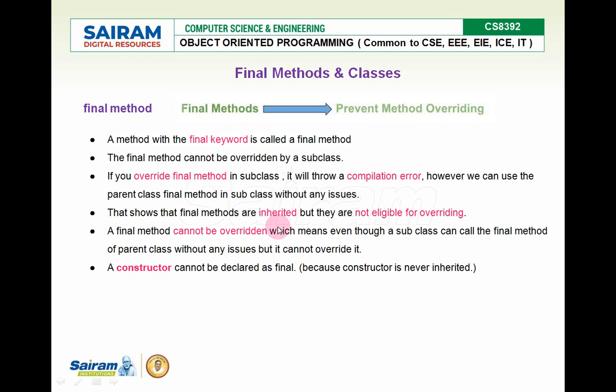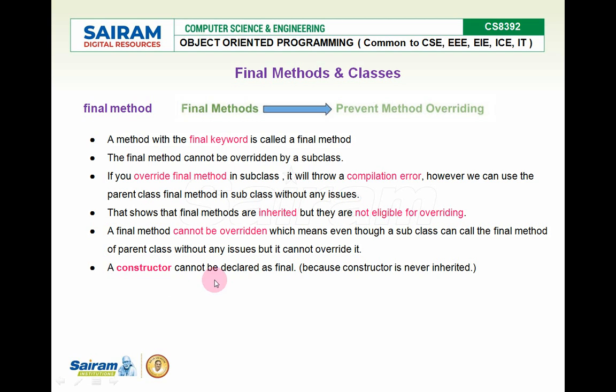That shows that final methods are inherited, but they are not eligible for overriding. You can inherit, you can use it in a subclass, but you cannot override it, or you cannot change the definition of the final method, right? So a final method cannot be overridden, which means even though a subclass can call a final method of a parent class without any issue, which is inherited, means you can call it with the derived class object, right? That is the point, but you cannot override it.